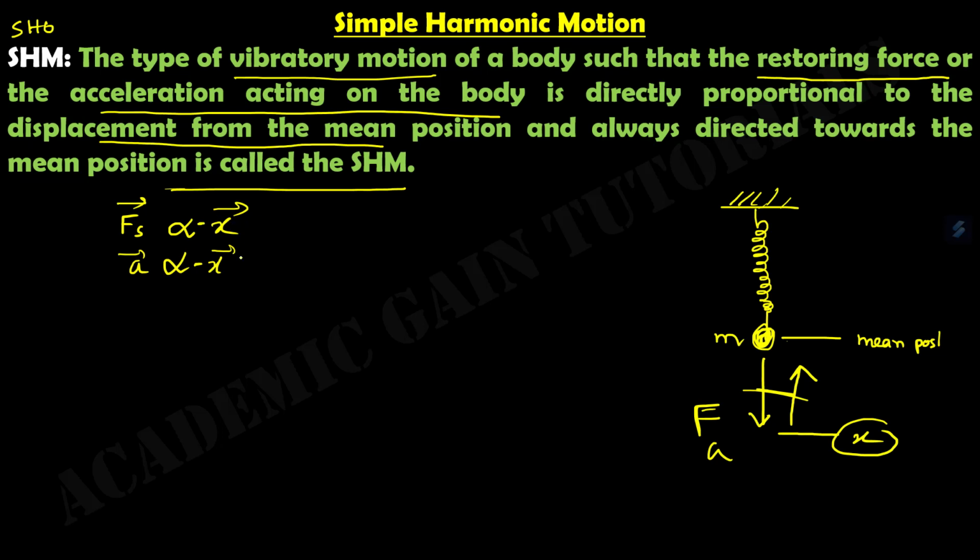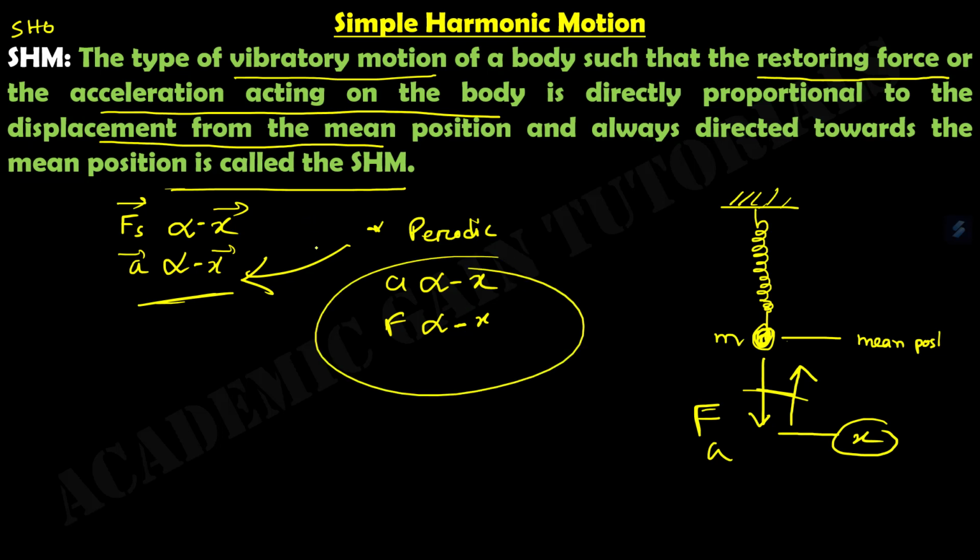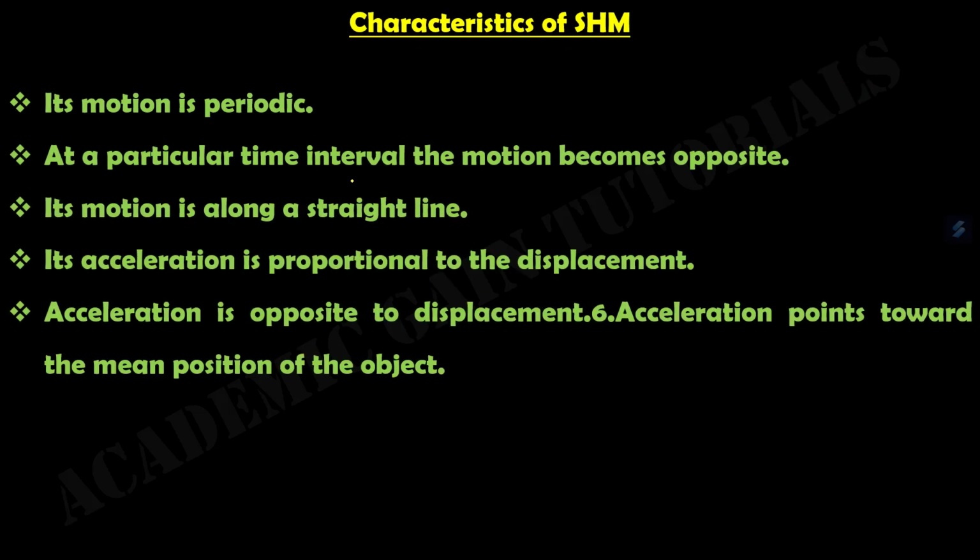So if a periodic motion has this kind of property, where its acceleration is proportional to the displacement, and the displacement is always directed towards the mean position, or the restoring force is proportional to the displacement and the displacement is always directed towards the mean position, then this kind of motion is known as simple harmonic motion. Now, if I discuss some characteristics of simple harmonic motion, then it will be clear.